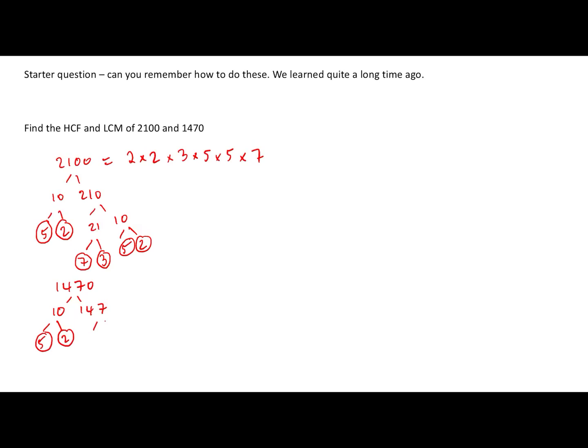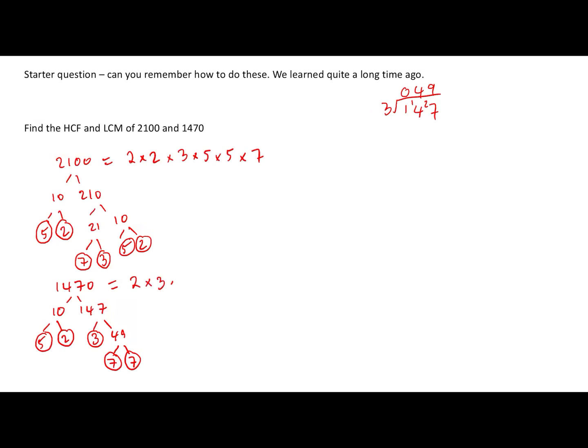Okay, what about 1,470? Well, again, we can certainly do 10 and 147. 10 is not a prime number, but 5 and 2 are. 147, well, 2 doesn't work. What about 3? 3 will work. Yeah, we can divide 3 into 147. Let's just do that. 3 into 1 doesn't go. 3 into 14 goes 4 times with 2. It's 49, isn't it? Okay, so 3 and 49.